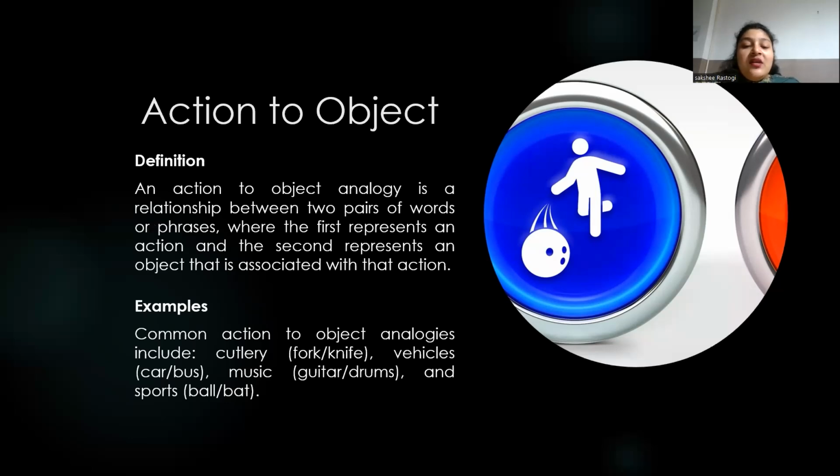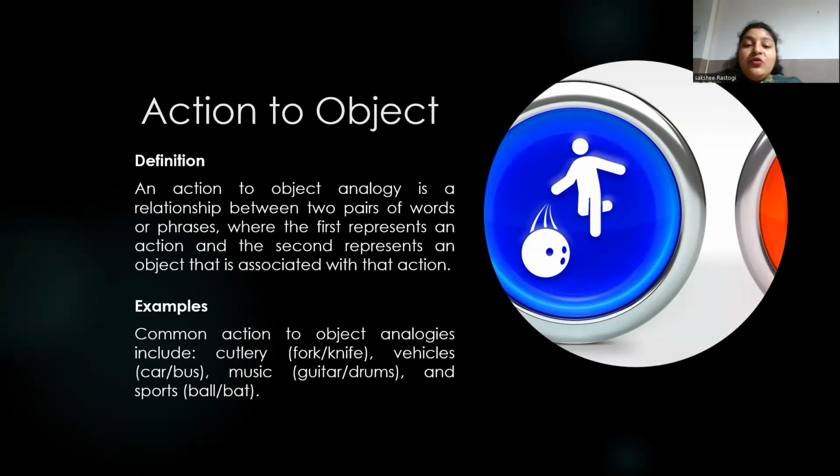Action to object analogies are useful to understand the relationship between the actions and the objects that are involved in those actions. So, what is the definition of action to object? An action to object analogy is a type of analogy that relates a verb or action to the object that is affected by the action. It highlights the relationship between the action and the object, showing how the action is directed towards the object. In this type of analogy, the action is the verb or verb phrase and the object is the noun that receives the action.